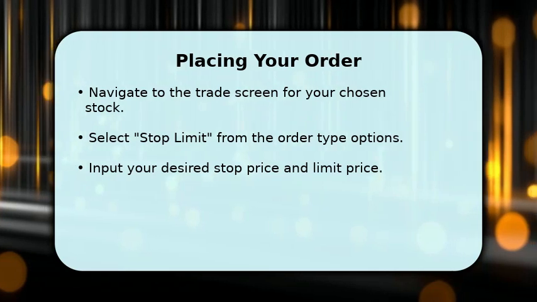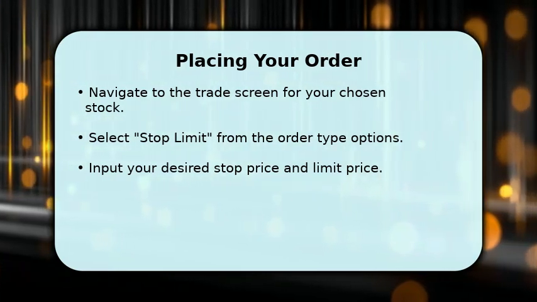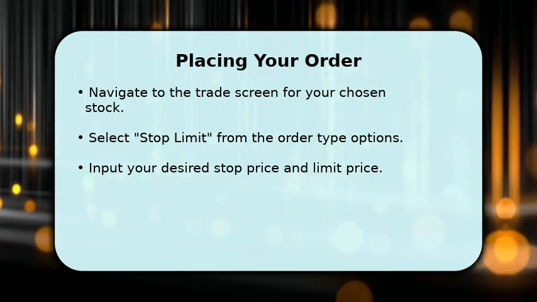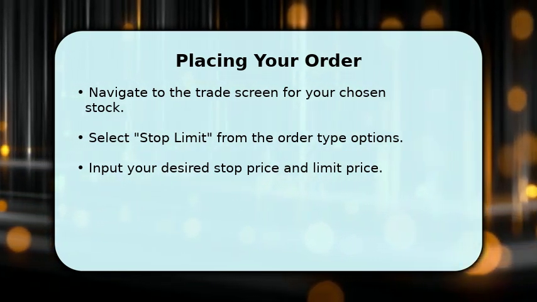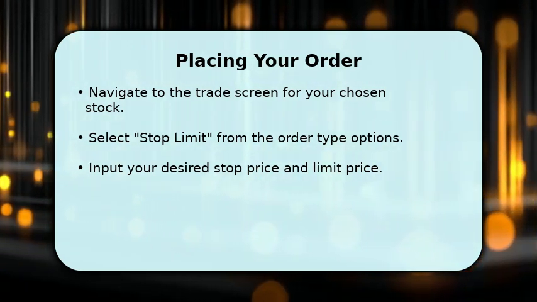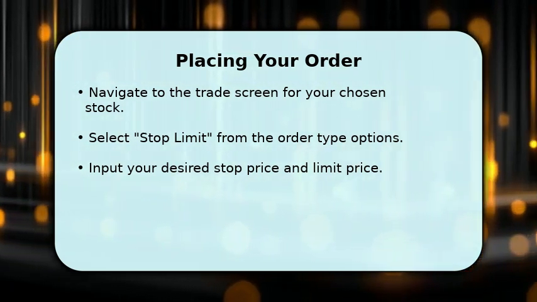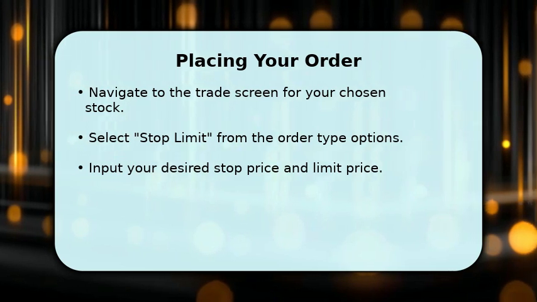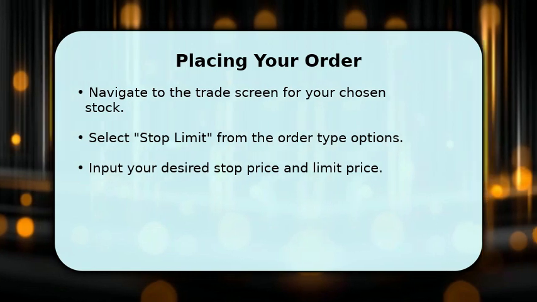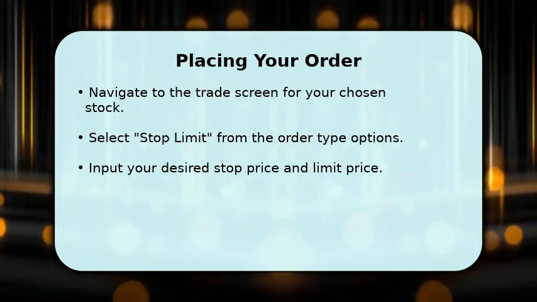To place a stop limit order on Webull, begin by navigating to the trade screen for the specific stock you wish to trade. Once there, you'll see various order types. Select Stop Limit. Next, you'll need to input two critical values, your stop price and your limit price. The stop price triggers the order, and the limit price sets the maximum or minimum execution price.